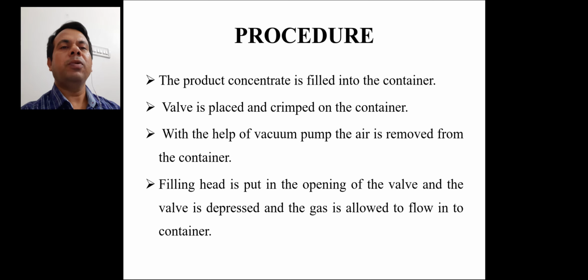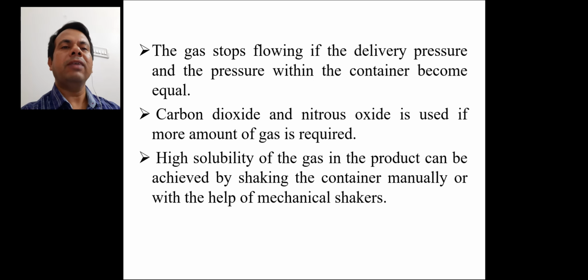Procedure: the product concentrate is filled into the container, valve is placed and crimped on the container. With the help of vacuum pump, the air is removed from the container. Filling head is put in the opening of the valve and the valve is depressed and the gas is allowed to flow into container. The gas stops flowing when the delivery pressure and the pressure within the container become equal. Carbon dioxide and nitrous oxide are used if more amount of gas is required. High solubility of the gas in the product can be achieved by shaking the container manually or with the help of mechanical shaker.